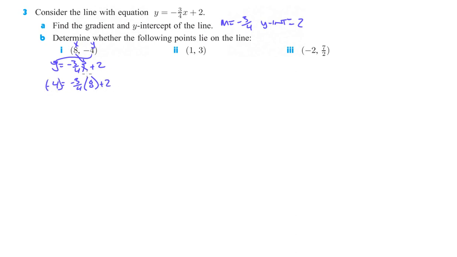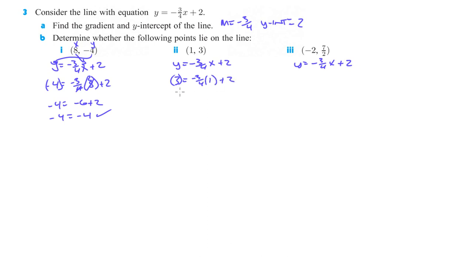So these are the two numbers we plugged in. There's our 8 and our negative 4. So negative 4, that turns into negative 6 plus 2, so negative 4 equals negative 4. Yes, this point here does lie on the line. And then we just do the same thing for these other ones. All right, so for 2, we got 3 equals negative 3/4 times 1 plus 2. So does 3 equal, that's negative 3/4 plus 2?